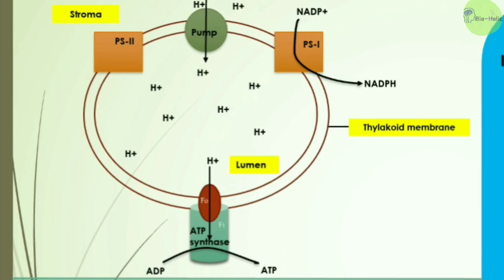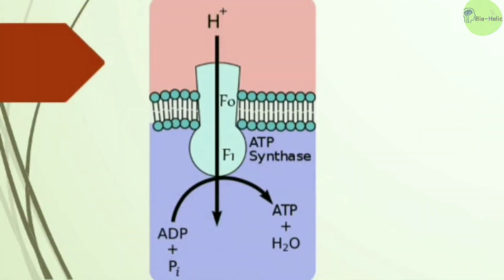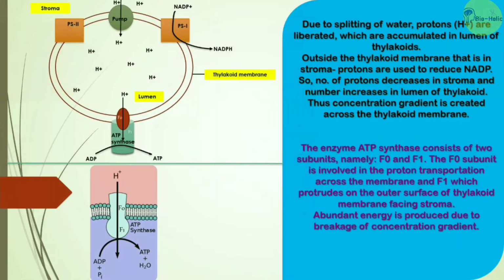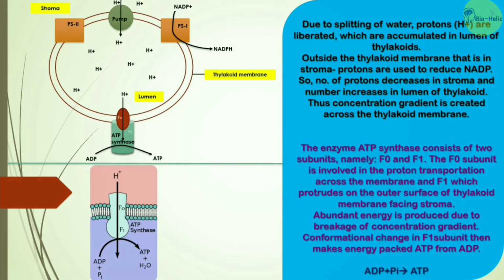Thus a concentration gradient is created across the thylakoid membrane, and the enzyme ATP synthase is present in the thylakoid membrane, consisting of two subunits, namely F0 and F1. The F0 subunit is involved in proton transportation across the membrane, and F1, which protrudes on the outer surface of the thylakoid membrane, faces the stroma. Abundant energy is produced due to breakage of the concentration gradient. Thus a conformational change occurs in the F1 subunit, by which in the light reaction the plant produces ATP.